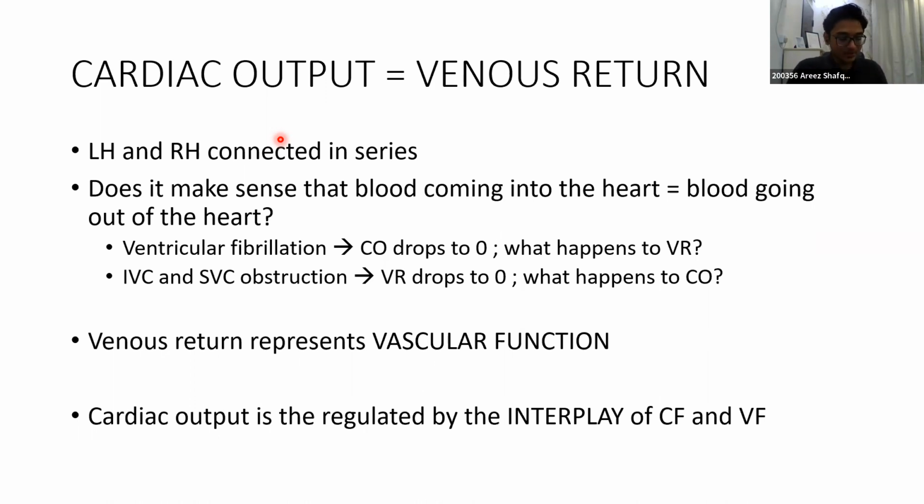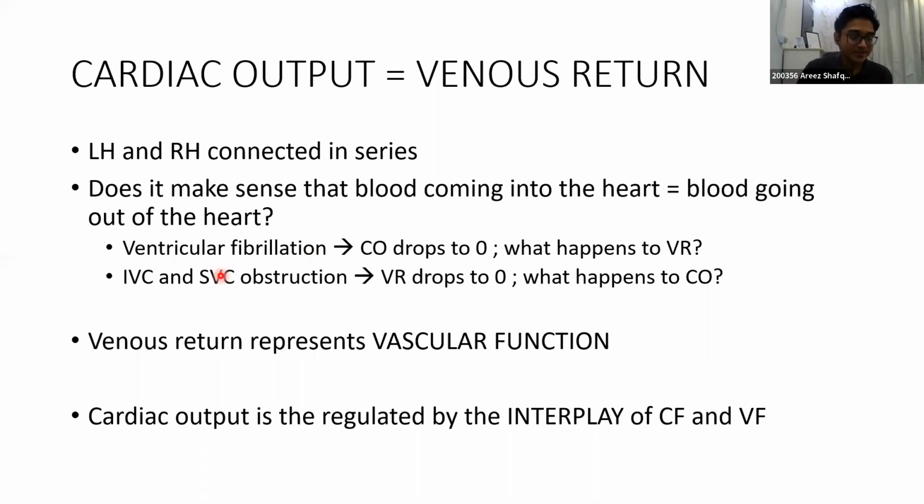Yes. Good. So because this is a major concept you need to know, let me give you an example. Let's say a guy has ventricular fibrillation. Okay. Let's say we take a guy and we put him into ventricular fibrillation. His cardiac output will drop to 0. What will happen to venous return? It will become 0, because if cardiac output is 0, then you're not having any flow back into the heart.